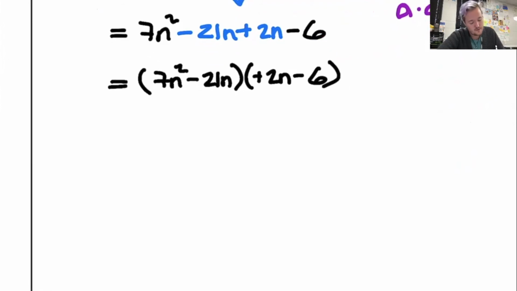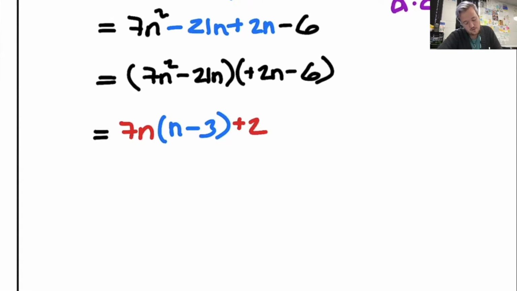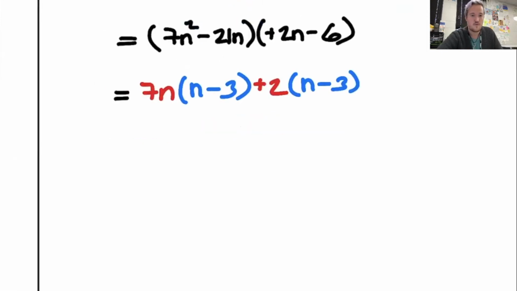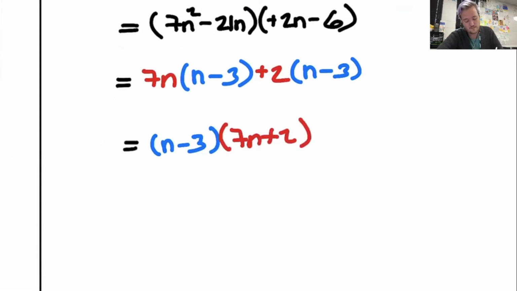All right, so between 7n squared and negative 21n, I'm going to take out a 7n. So when I take out that 7n, we have n minus 3 left. And then in our second group, we have 2n minus 6, so I can take out a 2. And then what's left is n minus 3. So we have n minus 3 in common, so that's what I'm going to take out. And then our binomial in red is going to be 7n plus 2. So this is our final answer here.